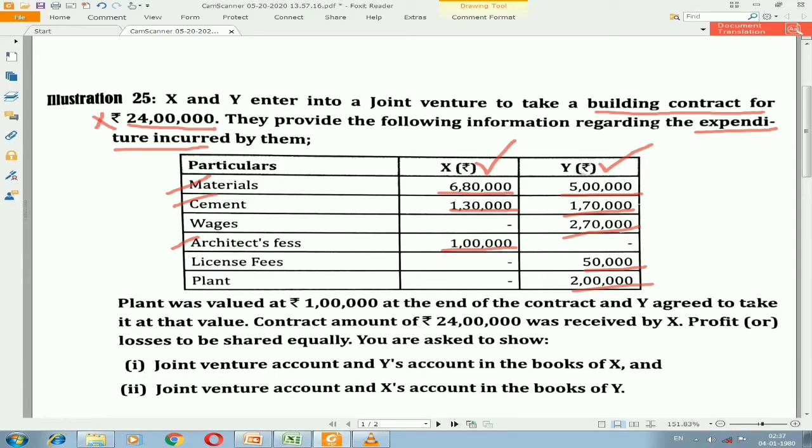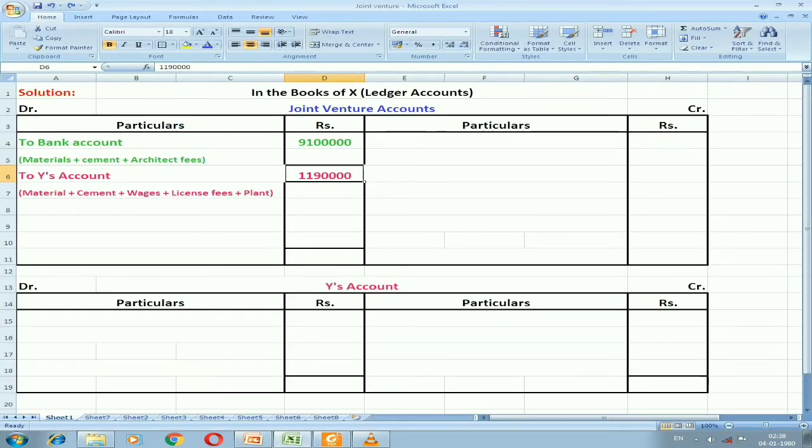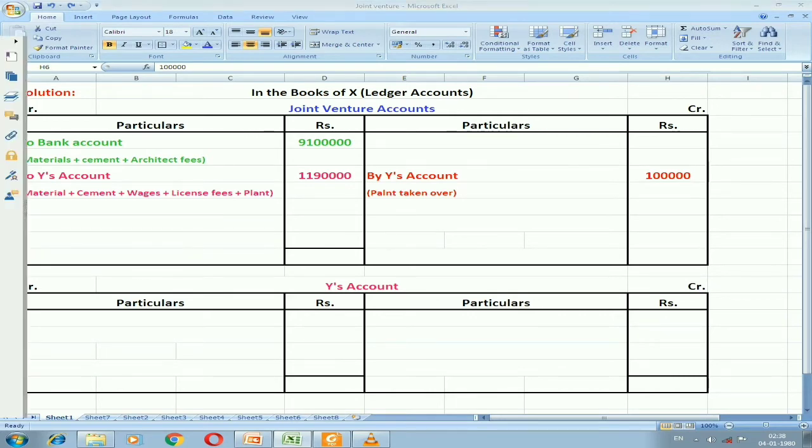Under adjustment, that is in the other information, we have: plant was valued at rupees 1 lakh at the end of the contract and Y agreed to take it at that value. So Y has taken over the plant, and we are supposed to record that. If any assets are taken over, we usually record on the credit side. As it was taken over by Y co-venture, we can record it in his name only, because if X took over, we would record in the name of bank. Y has taken over, and we are preparing under X's books. That is the reason I have mentioned Y's account, plant taken over with the value of 1 lakh.